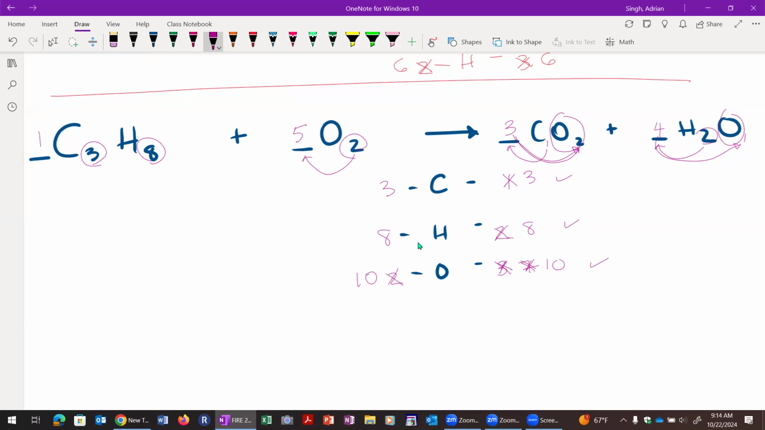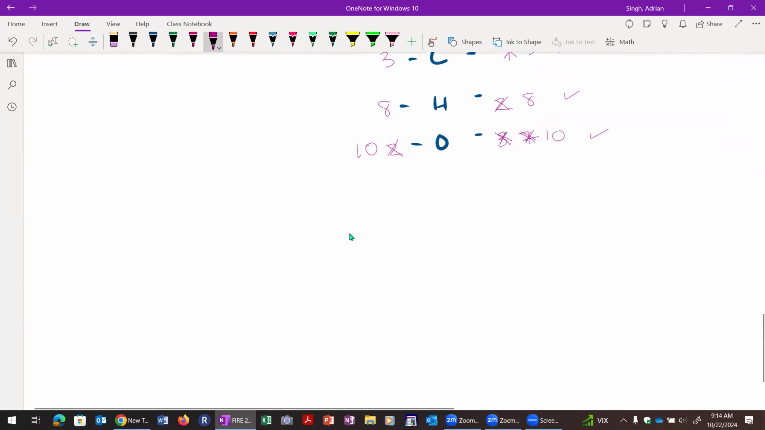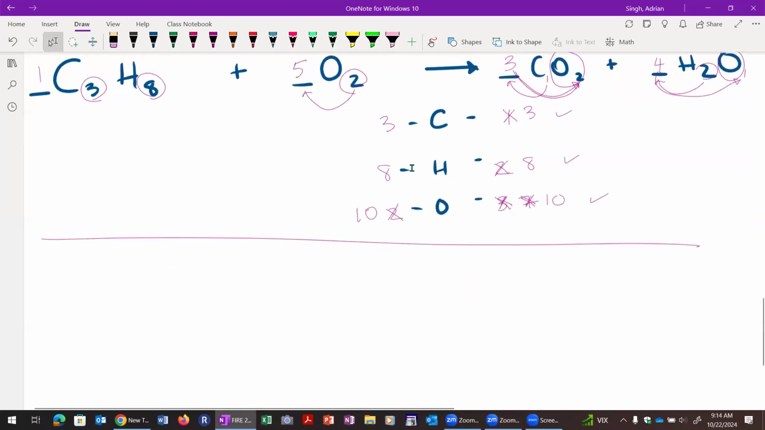Okay, and these are the smallest whole number ratios that you want. You could definitely balance it by having a 2 and a 10 and a 6 and an 8, but you want to make sure that you get the lowest whole number ratios possible. All right, let's take a look at another one. Something very similar to this.